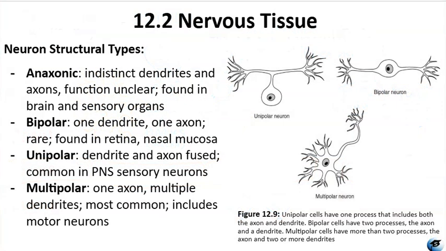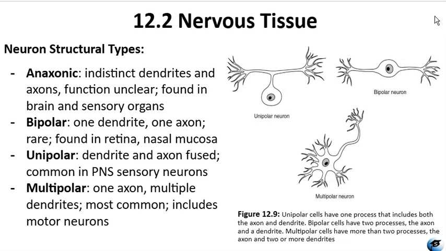Neurons can also be classified by structure, and axonic neurons have indistinguishable axons and dendrites and are found mainly in the brain and sensory organs, though their function remains unclear. Bipolar neurons have one dendrite and one axon. They are rare and they're found in the retina and nasal mucosa. Unipolar neurons have a single fused axon and dendrite, and they're common among sensory neurons in the peripheral nervous system.